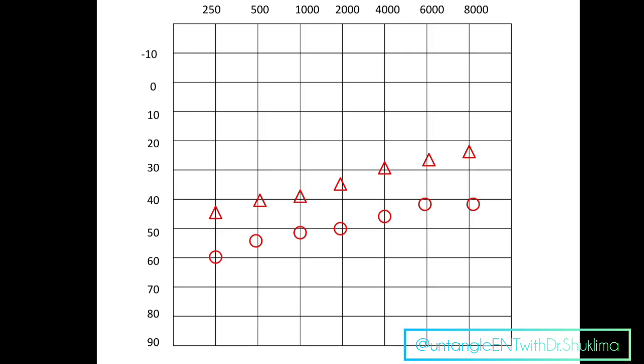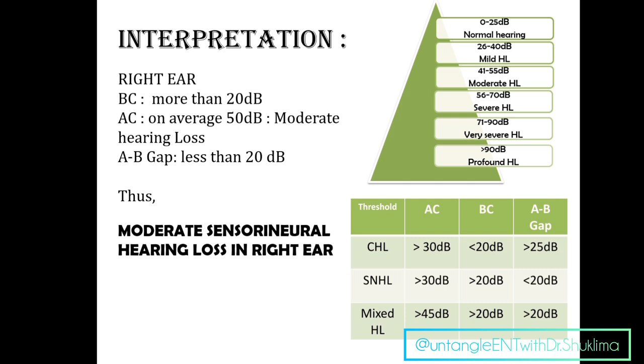Now see the next one. Again you see it is red color, therefore right ear. See the air conduction, it is around an average of 50 decibel, so we know it is a moderate hearing loss. Next see the bone conduction curve, which is more than 20 decibel, and the AB gap is less than 20 decibel. Therefore, according to the table, this comes as moderate sensorineural hearing loss in the right ear.